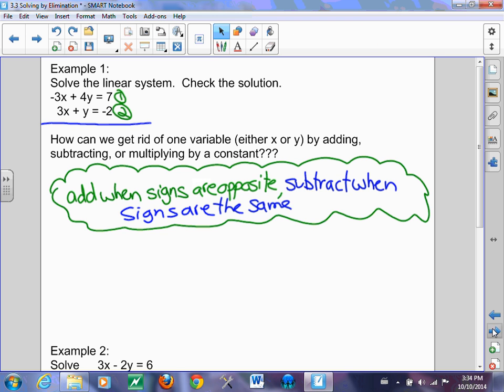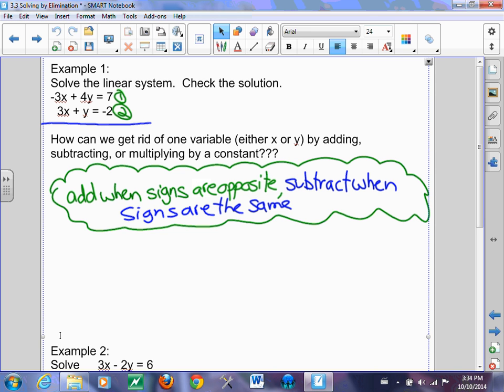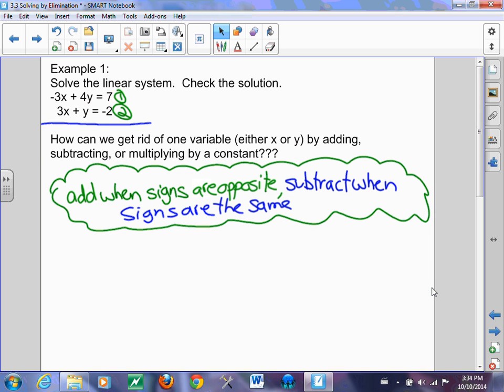I'm just going to give myself a little more room here, because we do need to check the solution as well. The first thing I'm going to do is rewrite this system so I can manipulate it below.